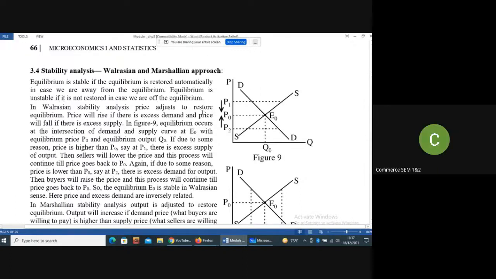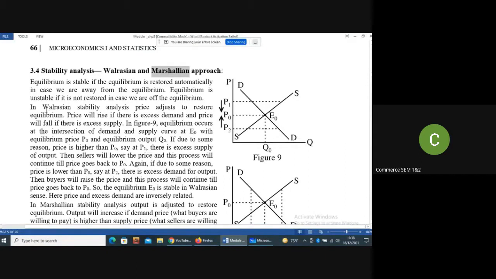Okay, now an equilibrium is a stable equilibrium if it is restored automatically in case we are away from the equilibrium. And an equilibrium is unstable if it is not restored in case we are off the equilibrium. That means if we are moving away from the equilibrium and it will not come back, then we call it an unstable equilibrium. Now to analyze whether this equilibrium is stable or not, we have two different approaches. One is called the Walrasian approach and another is called the Marshallian approach.